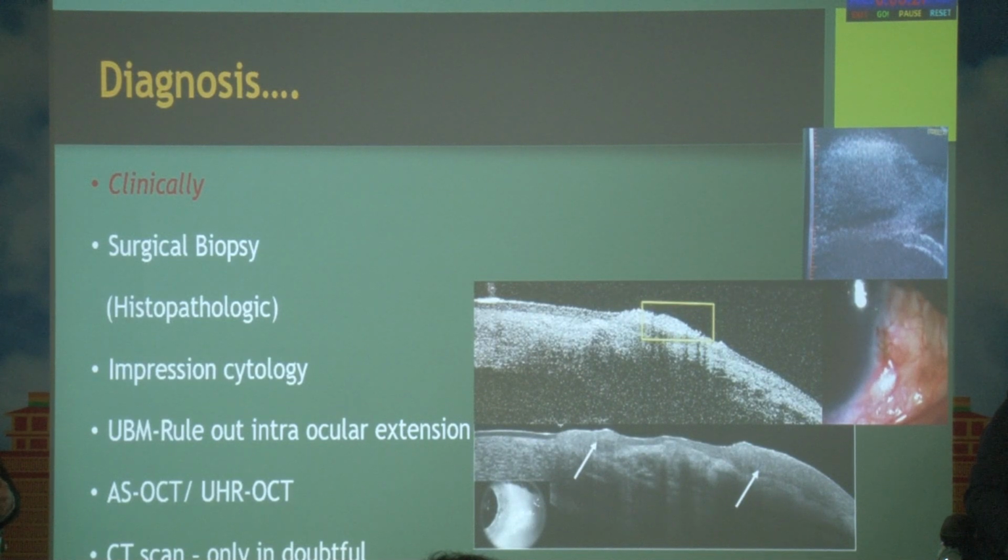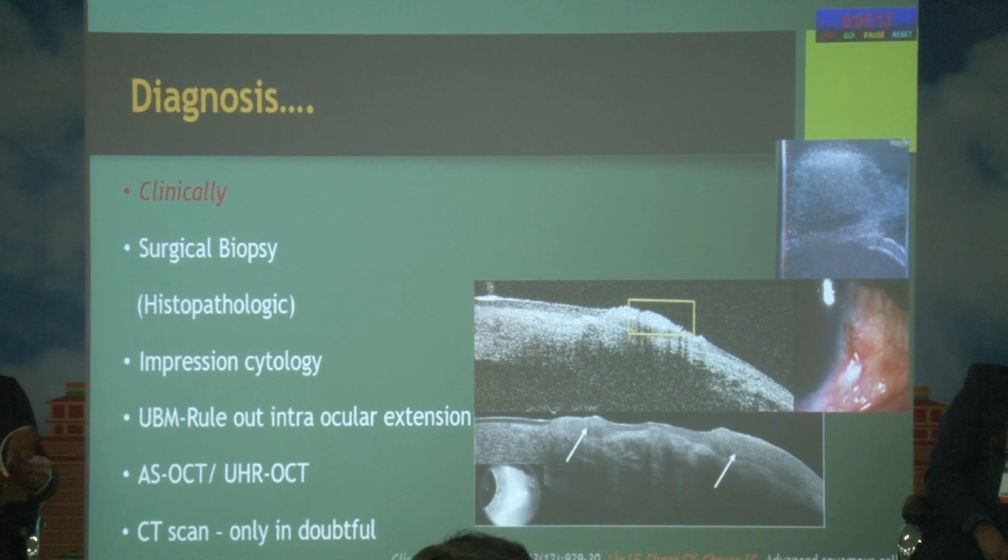Other than clinical examination, the gold standard for diagnosis of these lesions is histopathological examination after excisional or incisional biopsy. Then there are non-invasive methods like impression cytology, but it gives very unpredictable results. UBM is used just to rule out any intraocular extension. And one most valuable tool for these lesions is spectral domain OCT, which gives you an idea of abrupt changes in epithelium and depth of the tumor, and especially when you are treating these patients with topical drugs, it gives you a really good monitoring system.